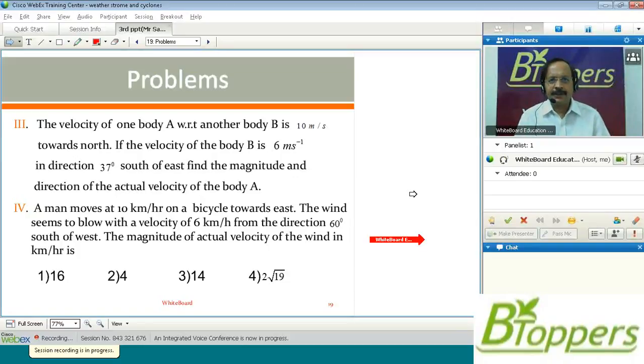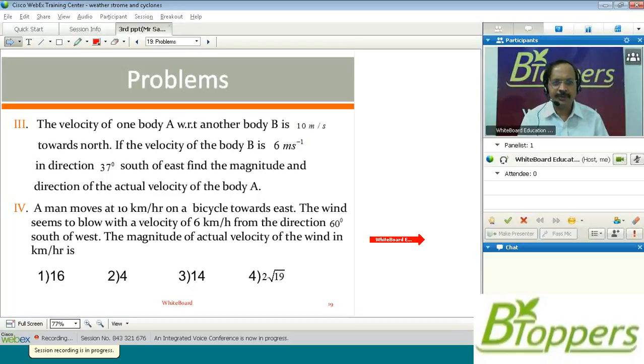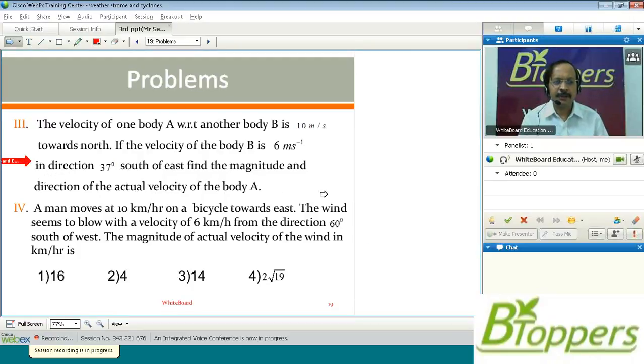So in the previous class, I have given you some problems in relative velocity, which I told you to try to solve yourself first. There are 3 problems left for a discussion. In the previous class, I have solved problem number 3, which is shown on the screen, which I discussed already in the previous class. Next, I am going to discuss problem 4.